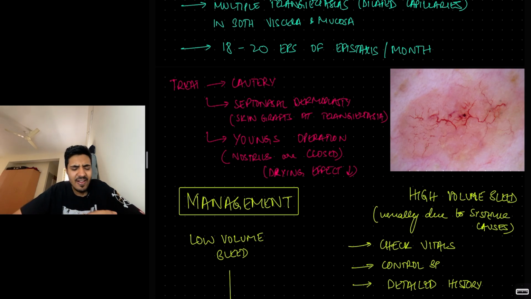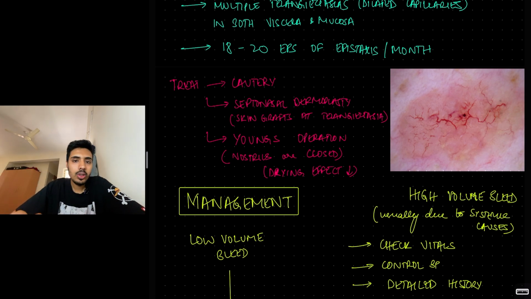Or in severe cases, we do something known as Young's operation, where we just surgically close the nostrils and make the patient breathe through the mouth to prevent the drying effect on these telangiectasias. Because what happens when you have so many telangiectasias in the nose, because of the excessive airflow, it causes drying, and this causes these dilated capillaries to burst, leading to bleeding.